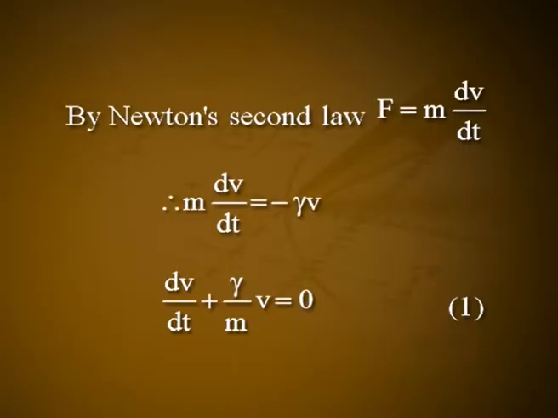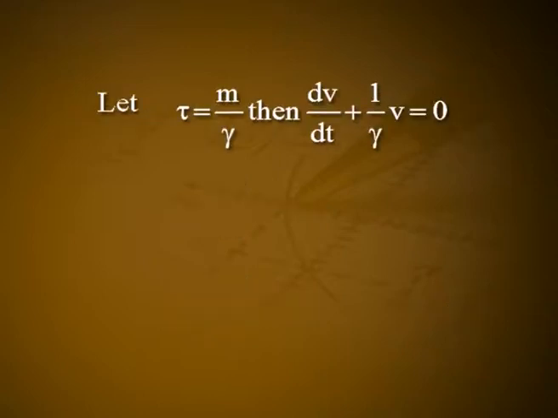By Newton's second law, F is equal to m into dV divided by dt. Therefore, m into dV divided by dt is equal to minus gamma into V. So dV divided by dt plus gamma divided by m into V is equal to 0. Let it be equation number 1. Let tau is equal to m divided by gamma, then dV divided by dt plus 1 by tau into V is equal to 0, so dV divided by V is equal to minus dt divided by tau.